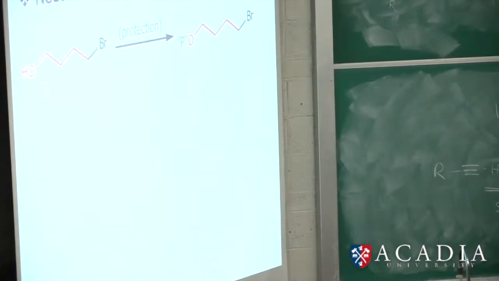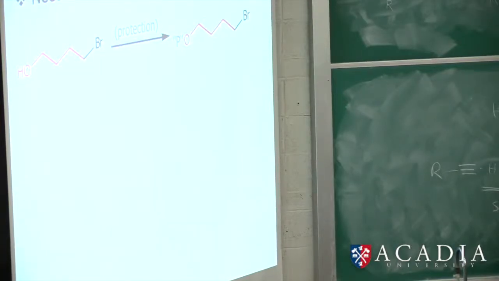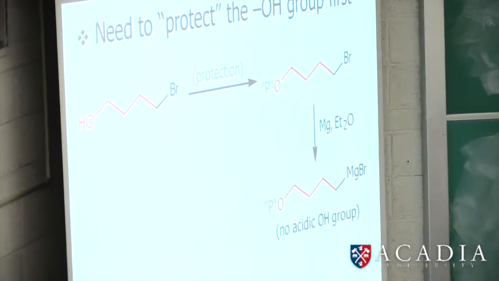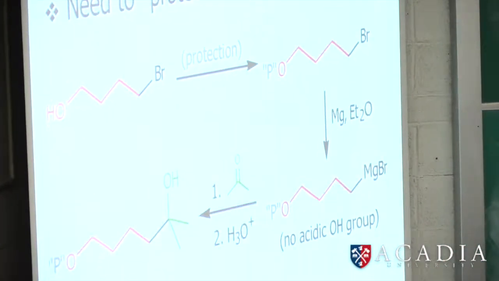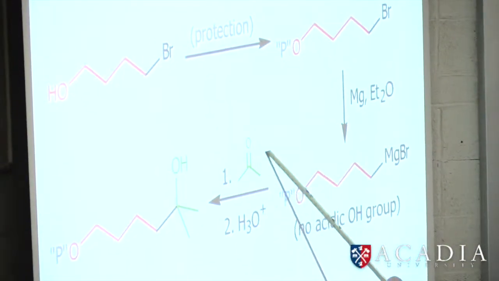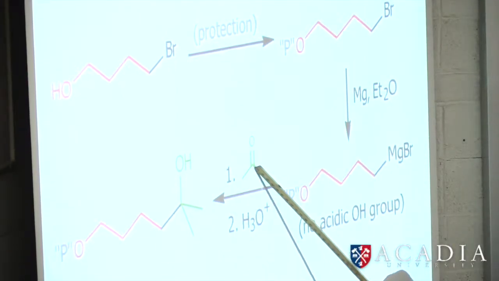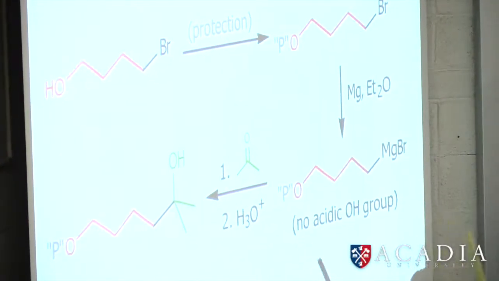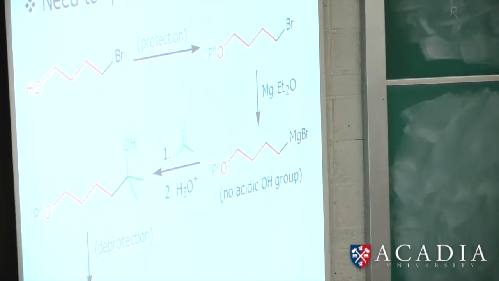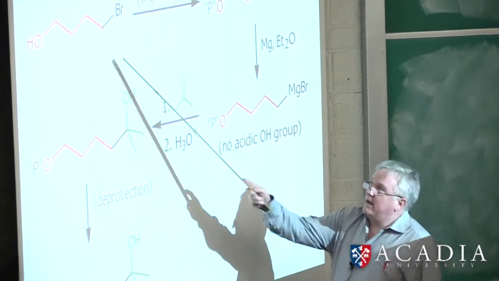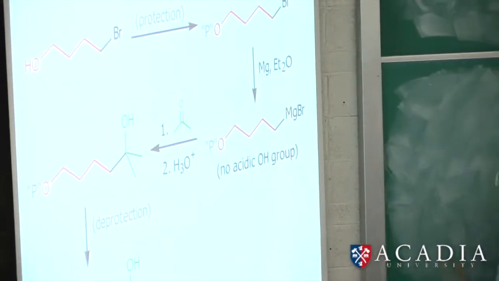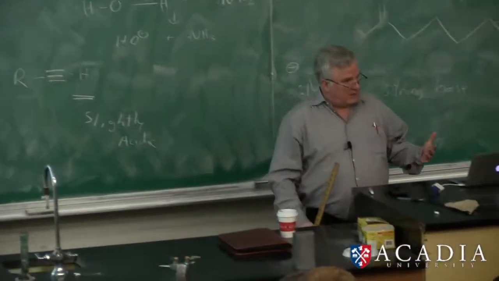So we need to protect that first OH group. We just add something to it. We remove the proton and we add something else. Then we go ahead and make our Grignard reagent. We add that to whatever our substrate is. In this case, we wanted to add it to acetone to make a tertiary alcohol. And then at the end, we remove our protecting group, and we have in effect made a Grignard reagent out of this. But we had to protect that functionality. Okay? So we're getting to the point now where we can build up larger molecules.